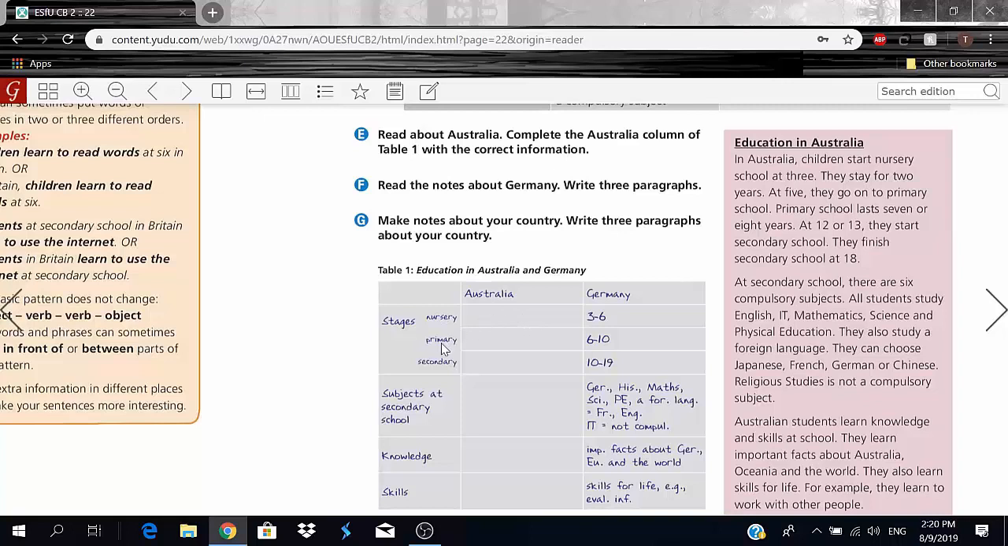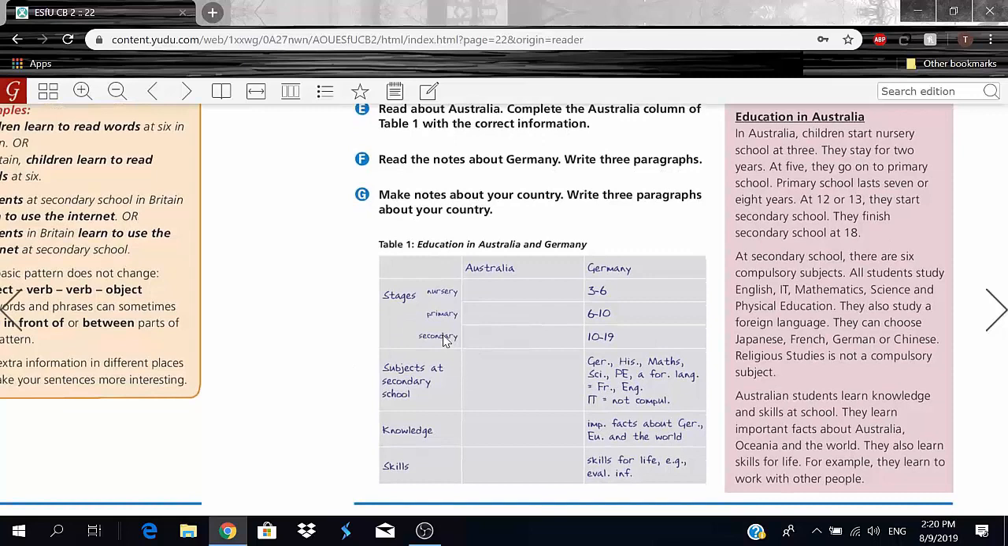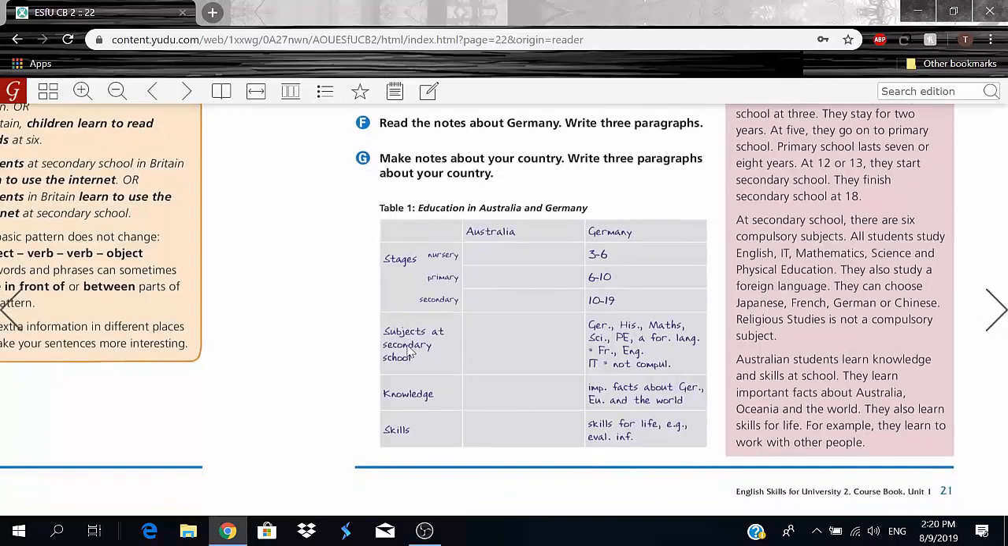And then we have primary school in Australia from 5 to around 12 or 13. So let's just write it to 13. So 5 to 13. Okay? And then we have secondary school. Secondary school starts from 13 to 18. As compared to Germany: 3 to 6, 6 to 10, and 10 to 19. Okay, subjects at secondary school. What do we have? We have English, IT, mathematics, science, physical education, and a foreign language. So that can be up to you. And we also have religious studies, but they're not compulsory.